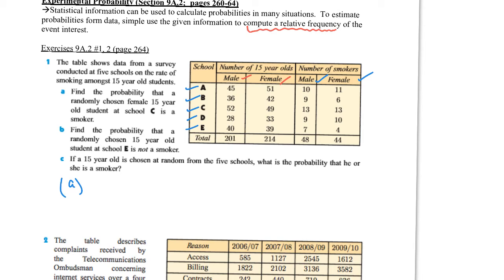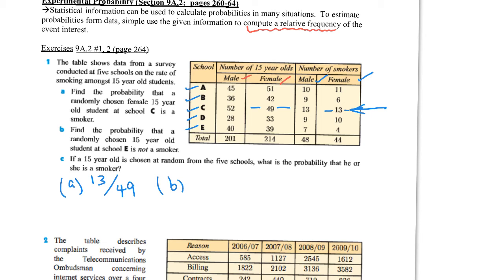So we go to answer part A. Find the probability that a randomly chosen female 15-year-old student at school C is a smoker. We're focusing on school C, and we're looking for the chance that a randomly selected female at school C is a smoker. So at school C, I see 13 female smokers out of 49 females. Okay, so we were already told to look at a randomly chosen female, and of these, how many are smokers?